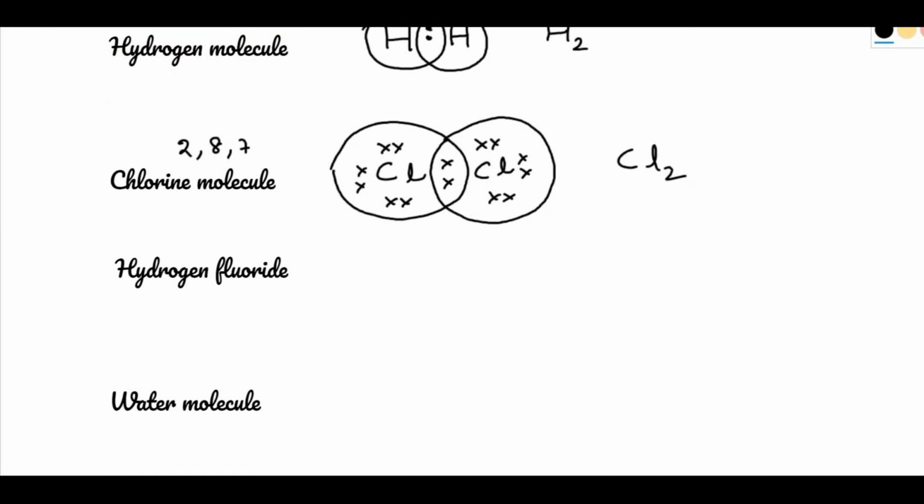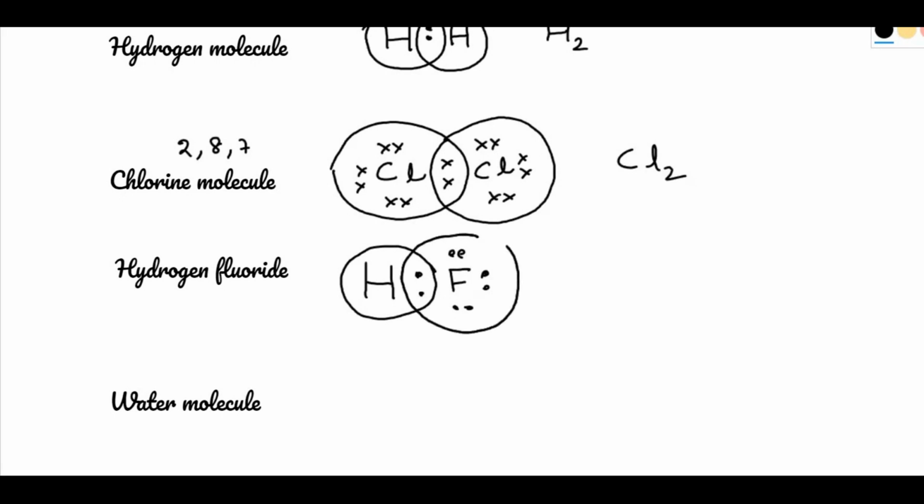Coming to hydrogen fluoride. Hydrogen is monovalent, and fluorine has valency 7. So hydrogen has 1 and fluorine F has 1, 2, 3, 4, 5, 6 and 7. Like this, 1 electron each, equal sharing of electrons, whenever it happens, there is a covalent bond. So that is hydrogen fluoride.